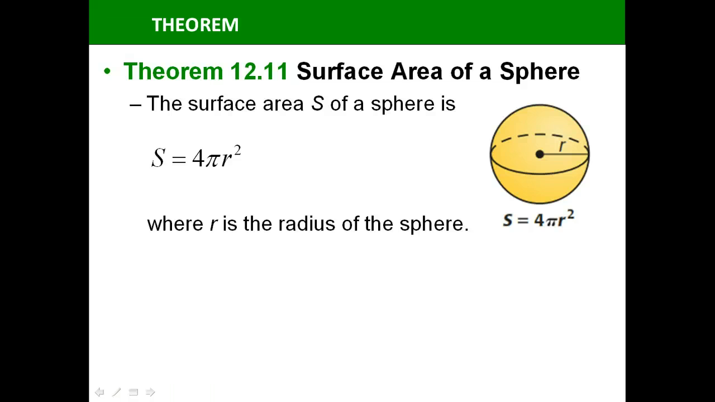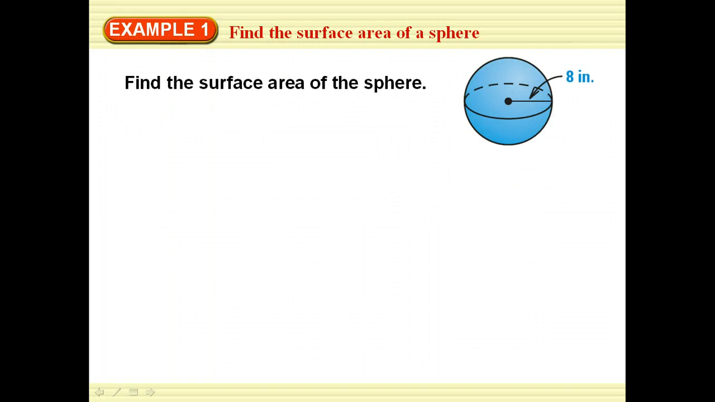The surface area of a sphere. Surface area of a sphere is 4 pi r squared, where r is the radius. So we know that the area of a circle is pi r squared, so for the surface area we need 4 of those to cover the outside of this sphere. So find the surface area of this sphere.